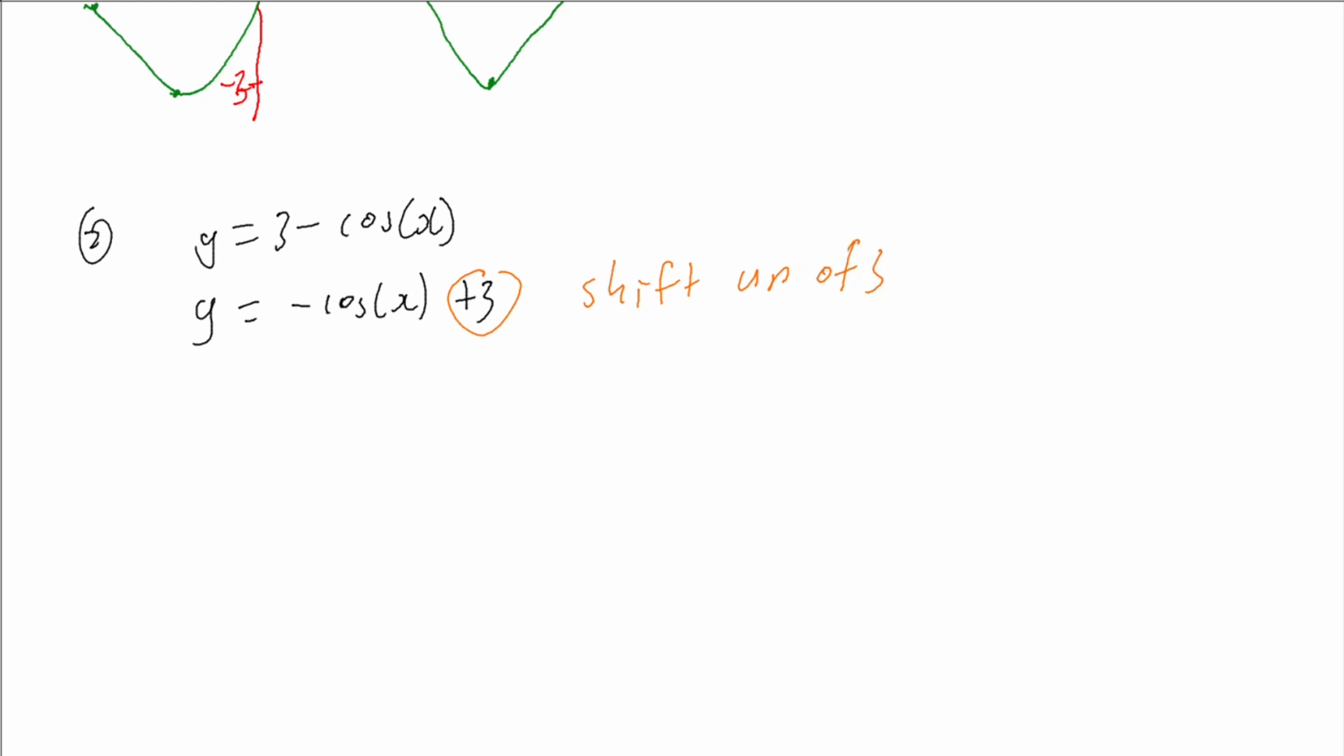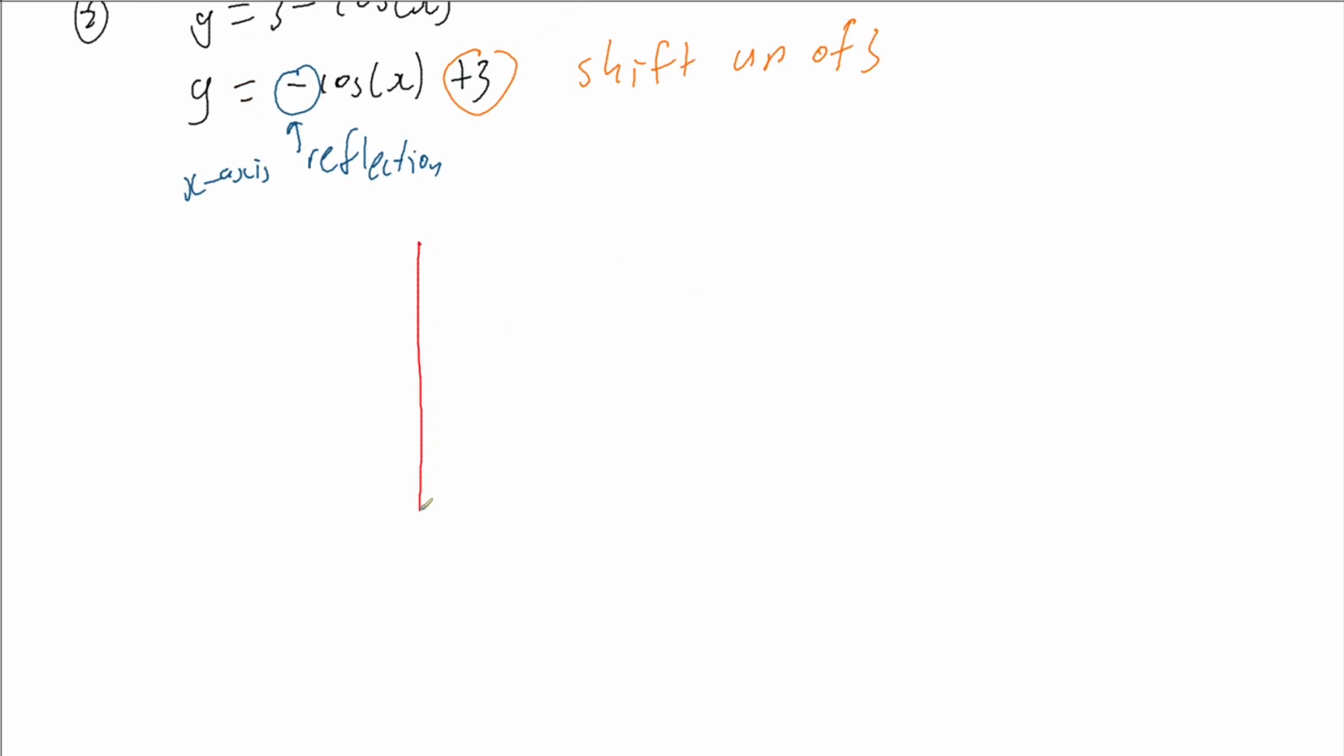because of that minus sitting in there, I've also got a reflection in the x-axis, because that's going to take whatever cos is and make every point the negative of what it was. So a positive 1 point is going to become a negative 1 point. So we're going to have it reflected and shifted up. So let's draw in our axis and have a look at doing this.